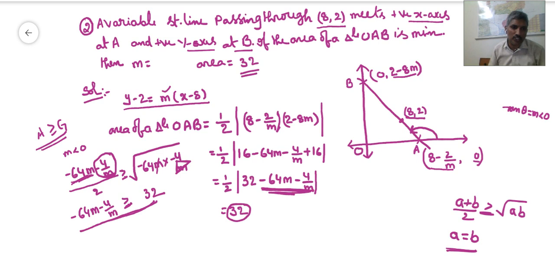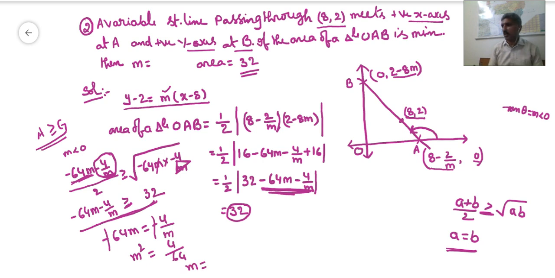That means we have taken 32, which is possible only when 64m must be equal to minus 4 by m. So minus cancels, then we are getting m square is equal to 4 by 64, right? M square value is equal to 4 by 64. After simplification, you will get m value as plus or minus 1 by 4.